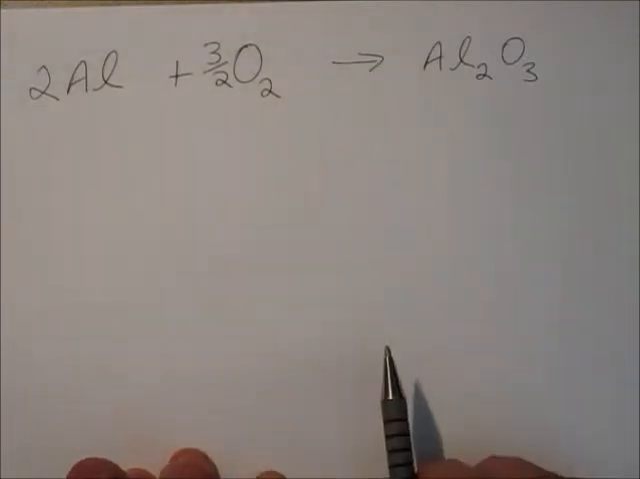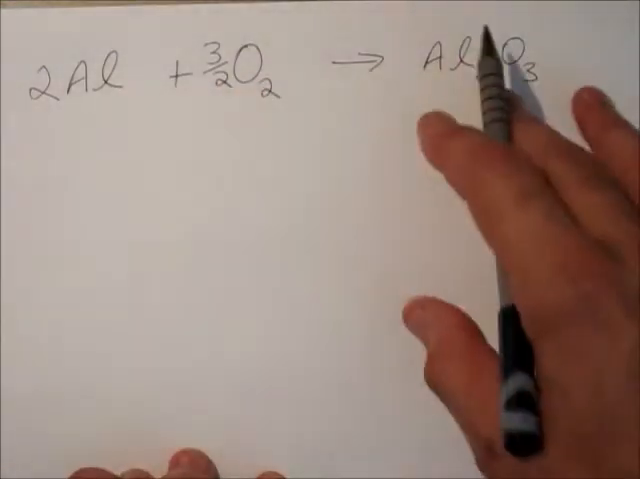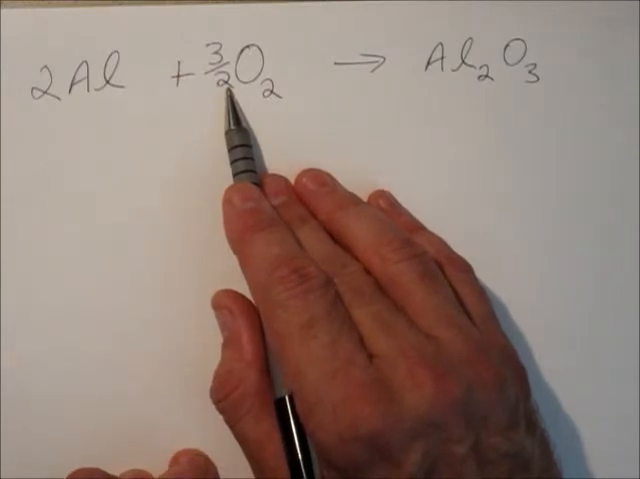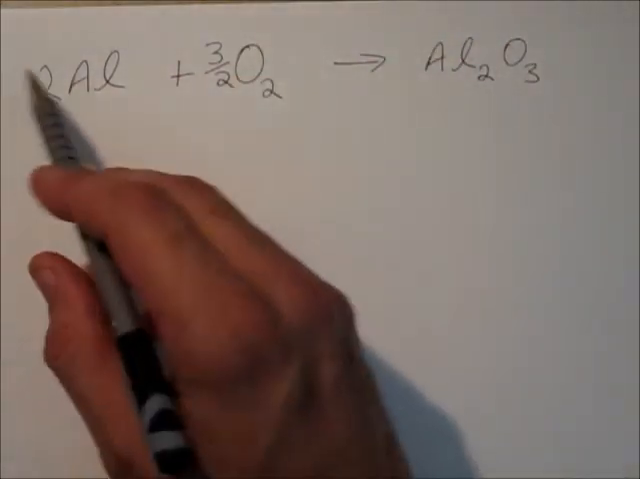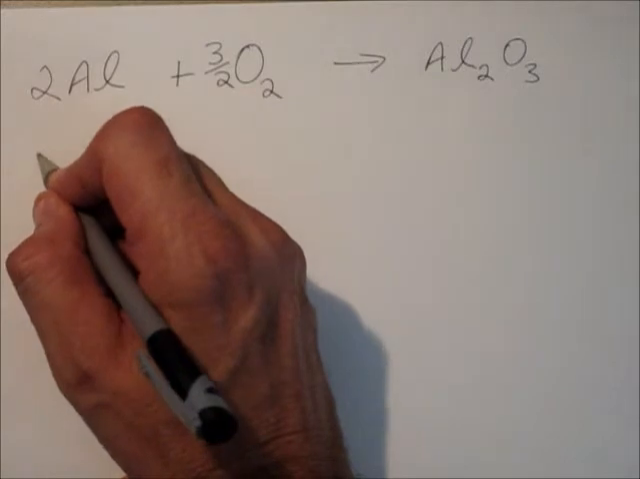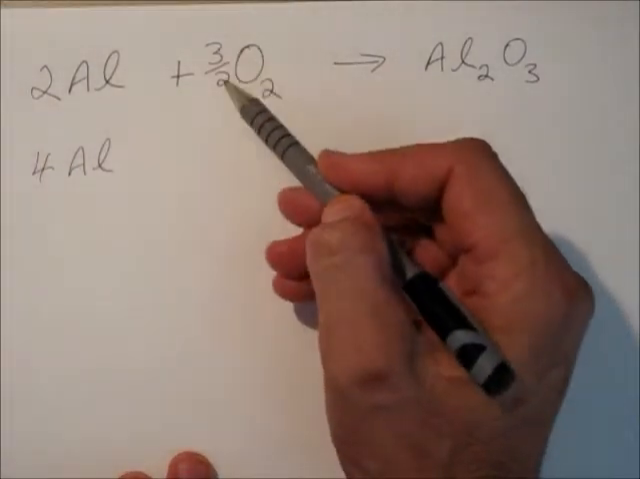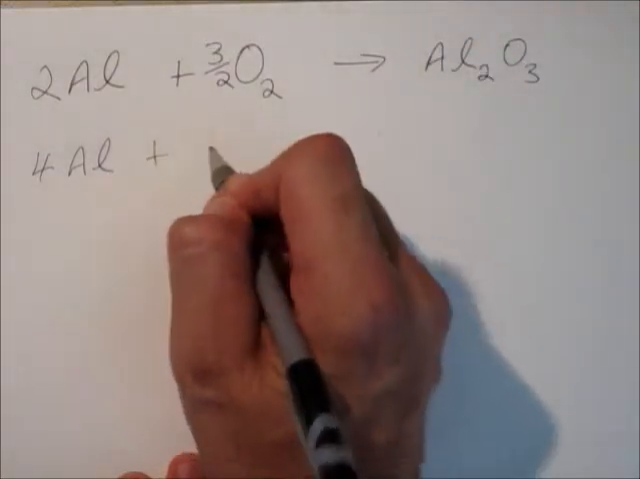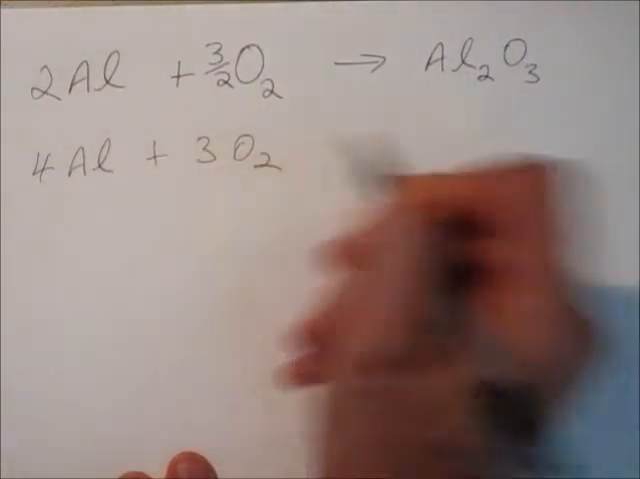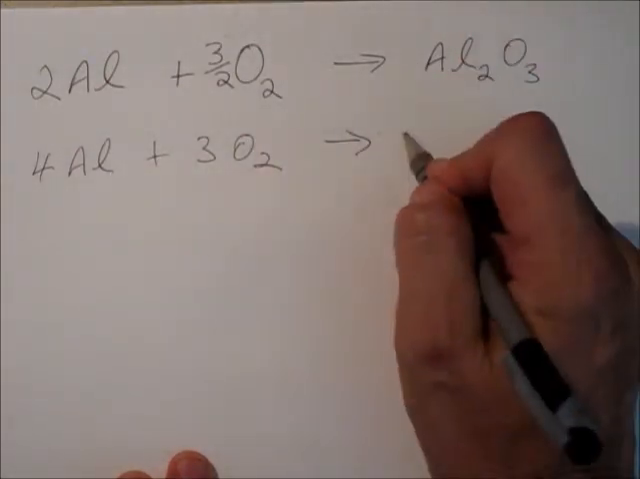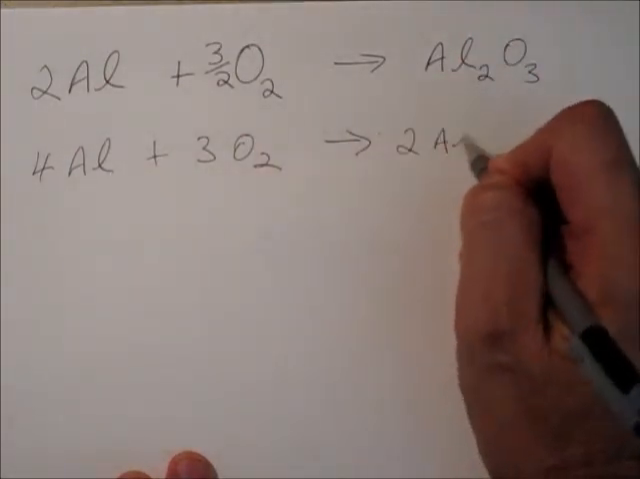Of course, we haven't quite finished yet. We've still got to multiply it through by 2. That's the number in the denominator, so we get rid of it. Alright, so 2 2's are 4, so it becomes 4Al. 3 on 2 times 2 is 3, so it becomes 3O2. And of course there's just a 2 here for the aluminium oxide.